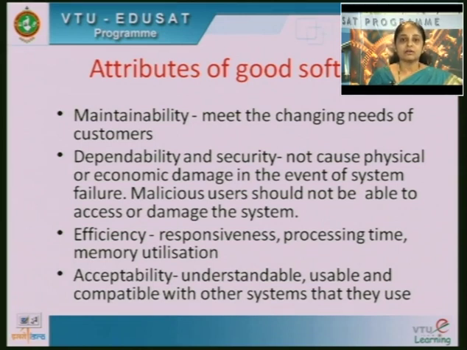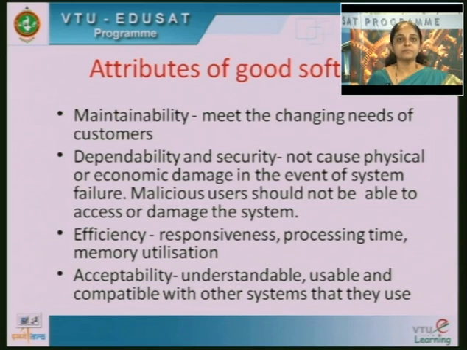So, when do you accept a software onto your domain, when it is deployed onto your domain? A software can be accepted when it is understandable. I have developed a software for a certain customer. He can understand what I have developed for him. He can use it easily without much complexity, and it should also be compatible with other systems that they use. That is, I have built this software, maybe the version of the operating system changes, then it should be compatible with that version also. So, we say a software has the attribute of acceptability when it is understandable, usable and compatible with the other systems that they use.